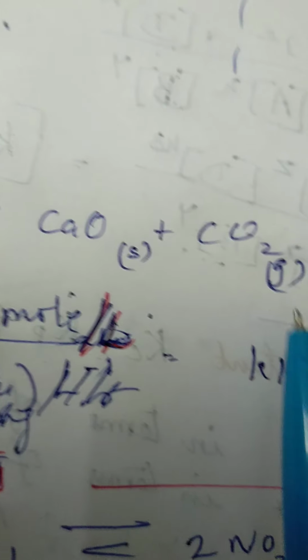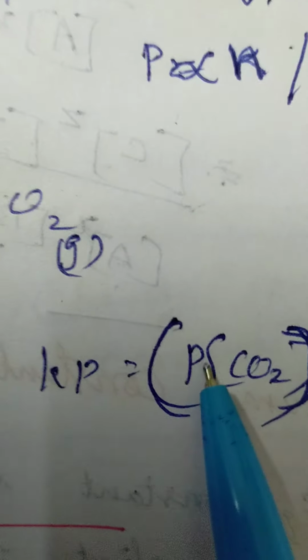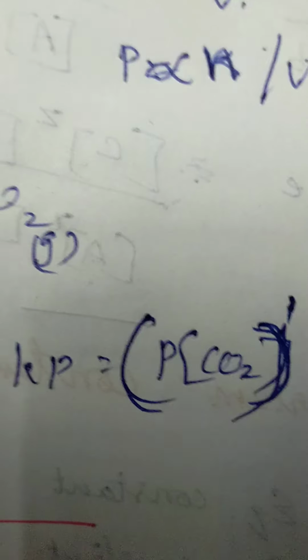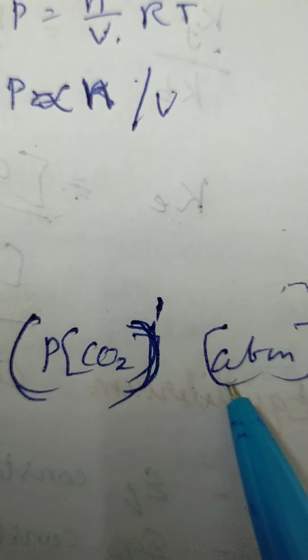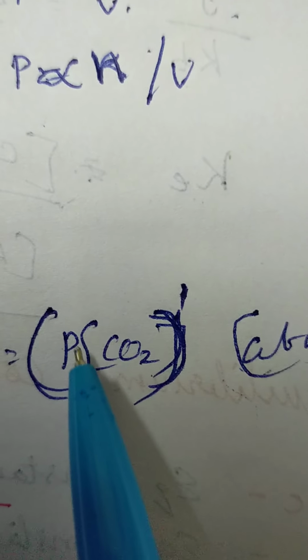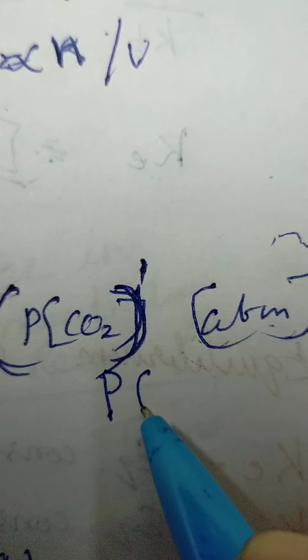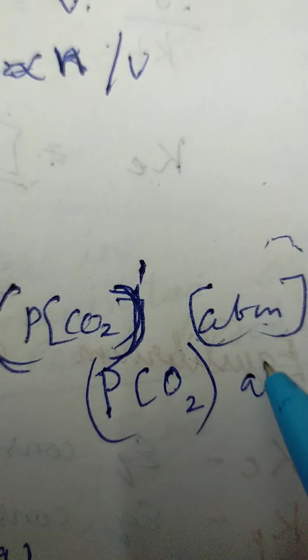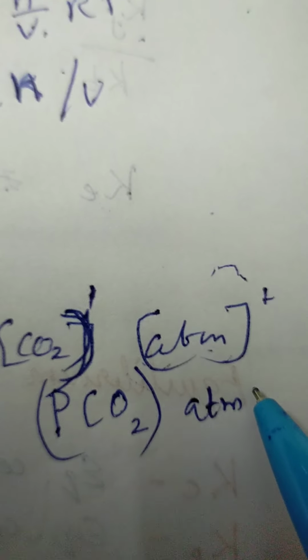How to calculate Kp? Kp is equal to PCO2, with coefficient 1. So the unit is atmosphere. Pressure means atmosphere. So in this equation, Kp is equal to PCO2. What is the unit? Atmospheric pressure, 1 atmosphere.